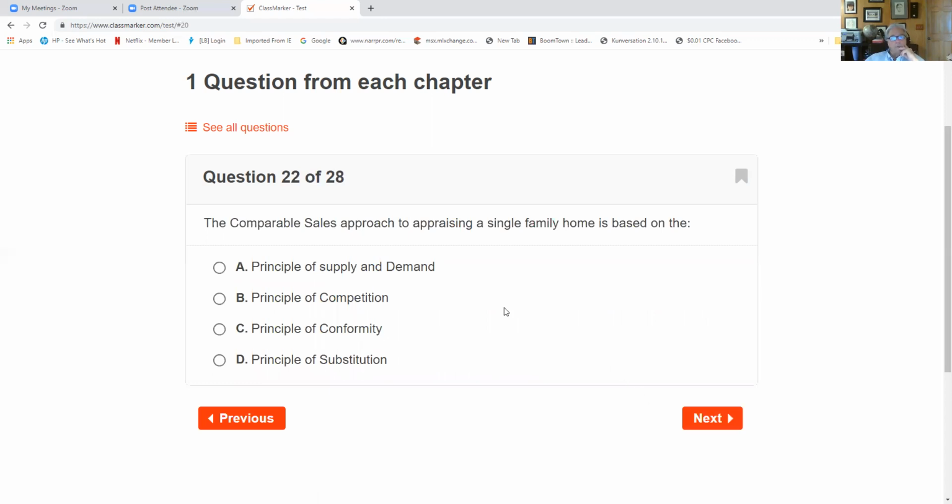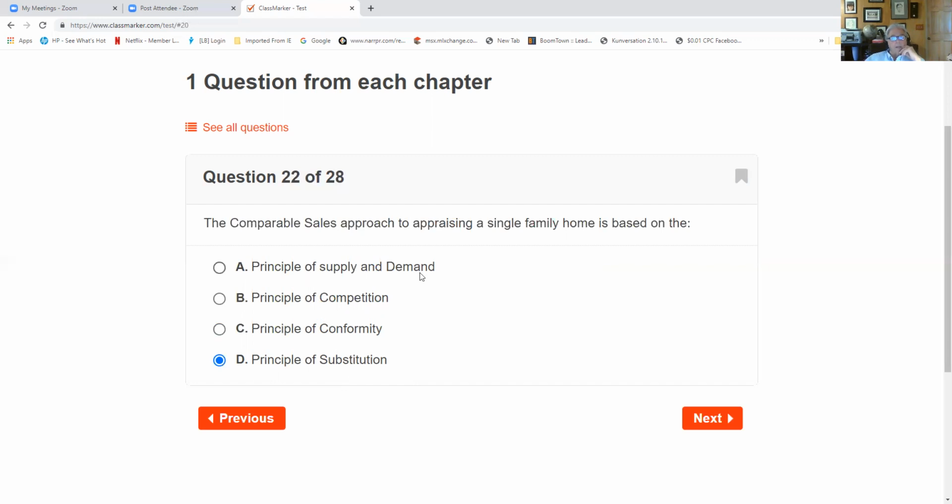This is from the chapter on appraising. The comparable sales approach to appraising a single-family home is based on which principle? And it's based on the principle of substitution. And the principle of substitution states something is only worth as much as something equal in value can be substituted in its place for.